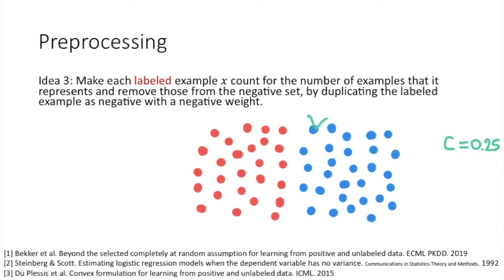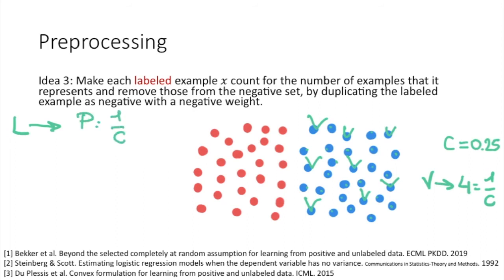So we would get maybe this one not, this one not, this one not, and so on, and finally this one. So now you can see that for every labeled example that we observe, we actually expect there to be 4 positive ones, which is 1 over C. So from this observation, we can say, okay, every labeled example has to count as positive with a weight 1 over C. But this is not all.